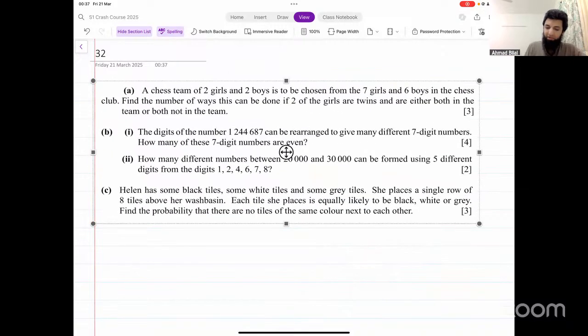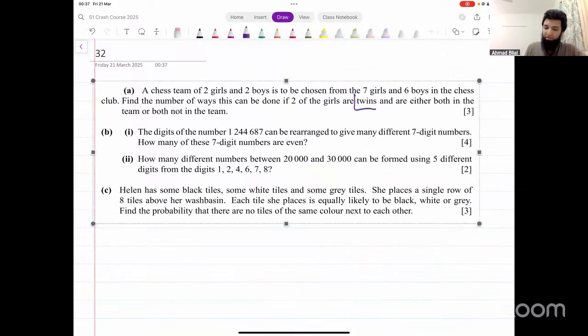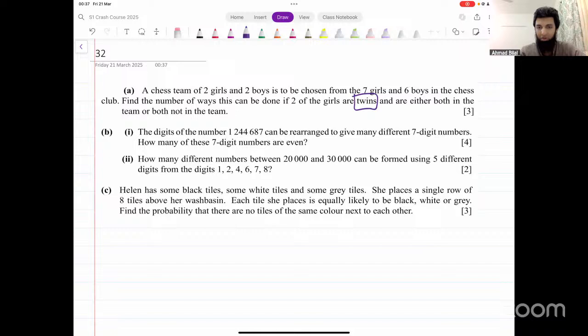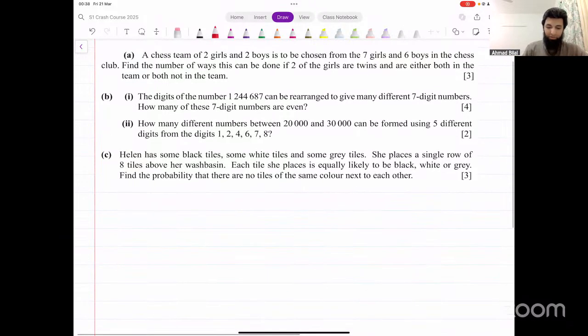By the way, when they talk about twins, please remember twins are not considered identical. Even if they're identical twins, they're still not identical. So don't treat them as identical people. People are never identical. There are always some differences. Even if you have identical twins, you don't consider them identical. Just keep that in mind because they're people. People are not identical. Okay, let's look at part C.